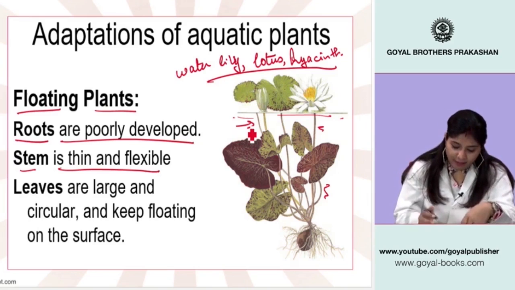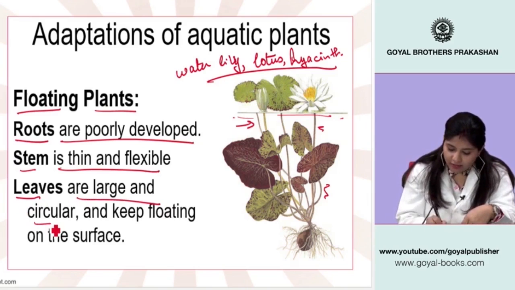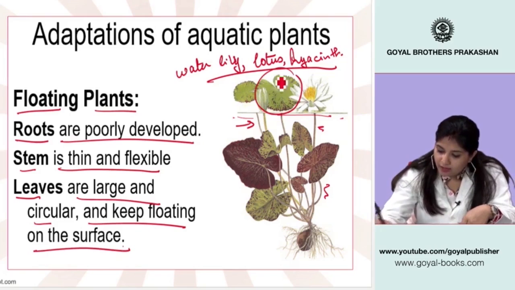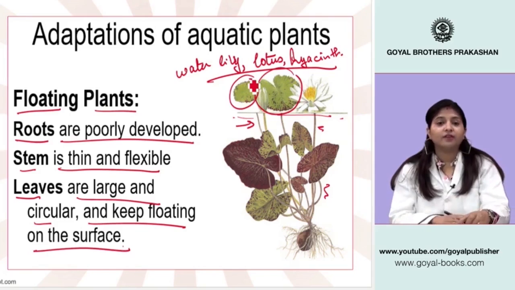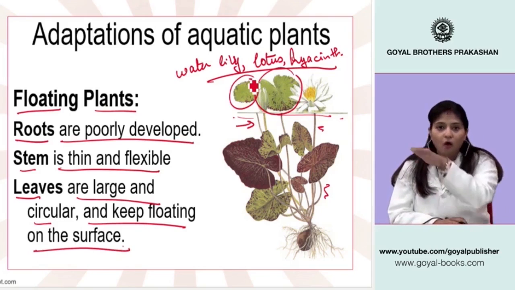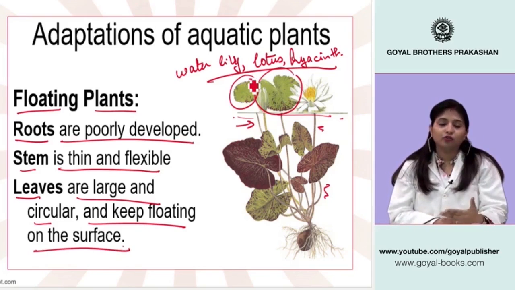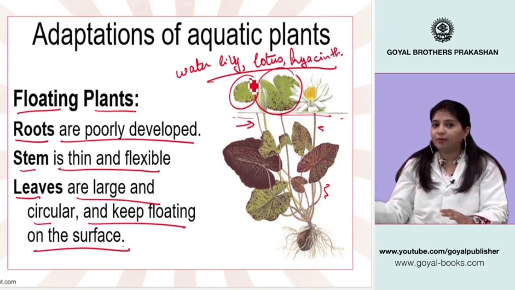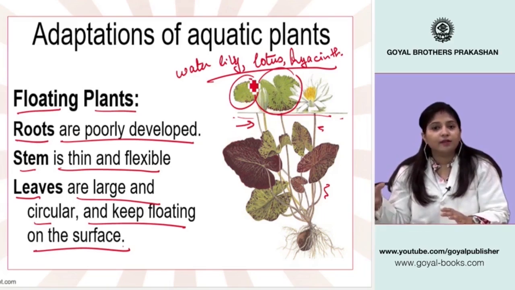Then apart from that, leaves are large and circular and keep floating on the surface, right? As you can see, these are the leaves, these are large and they are circular, right? Because they are on the surface, that's why they are usually large, right? We will see how these leaves are different from the leaves which are there in the submerged plant.